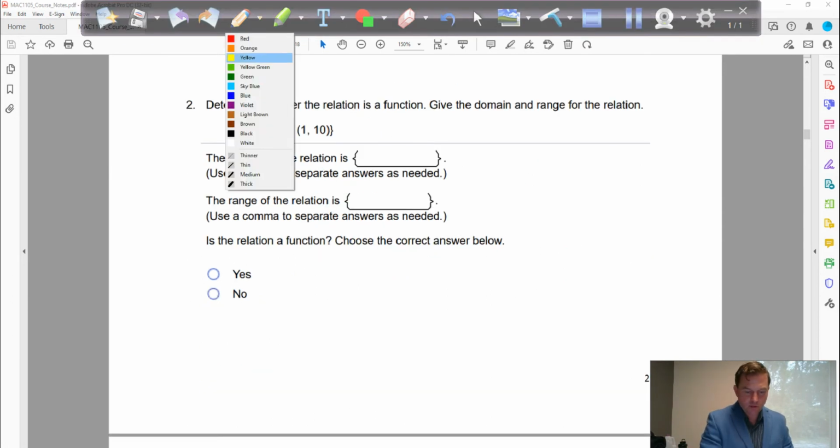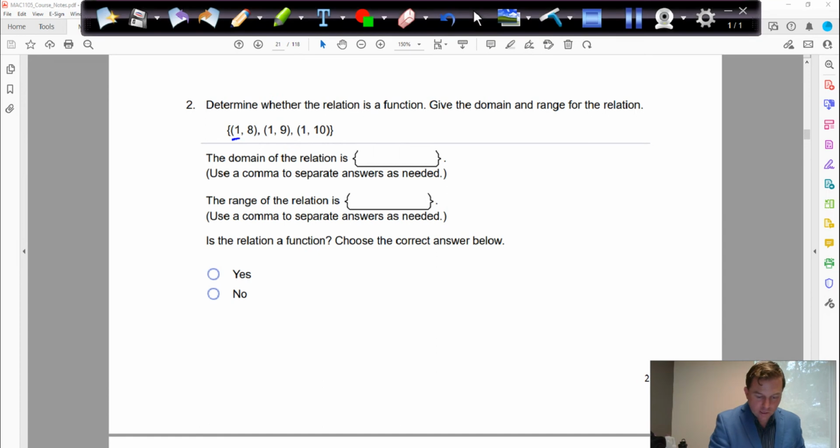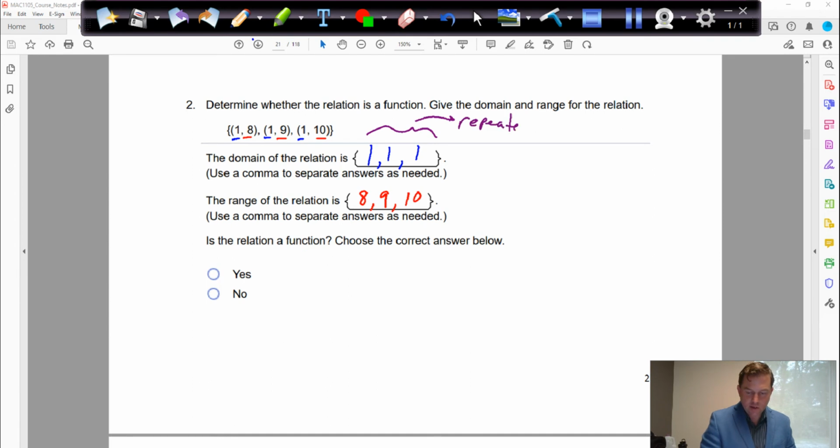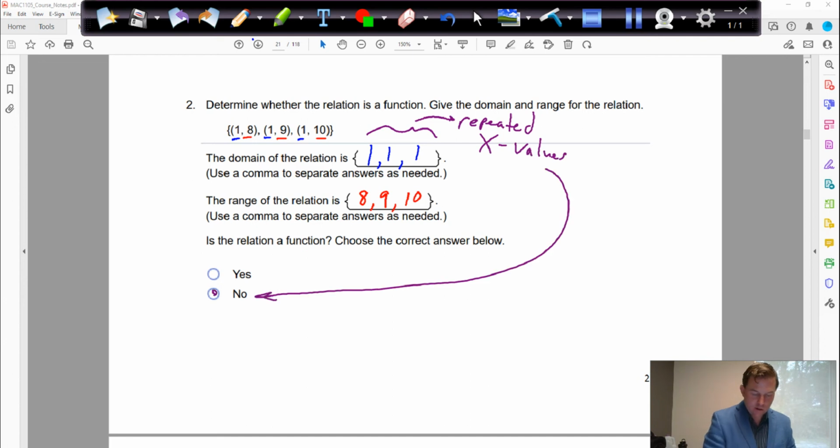For problem 2, it's very similar. We'll underline in blue again the domain, the first number. So the domain, notice I have a 1 and a 1 and a 1 for those 3 ordered pairs. The range would be the second numbers in each of these. So we have 8, 9, and 10. And we're going to immediately notice that we have repeated the 1. We have repeated x values. And if you do have repeated x values, then it's not a function.